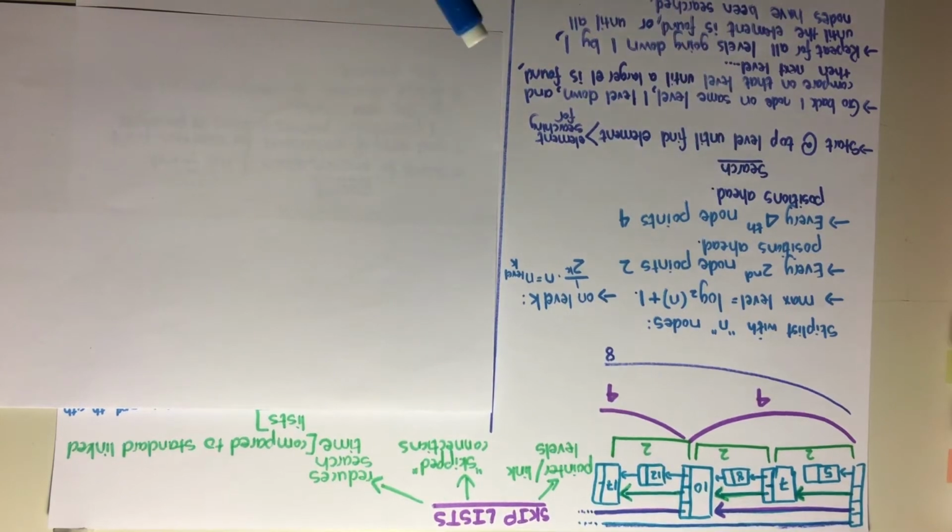So, search in a skip list. Well, you start at the top level until you find an element greater than the element you're searching for. Then you go back one node on the same level, one level down, and compare on that level until a larger element is found. Then go to the next level. And you repeat this for all levels, going down one by one until the element is found or until all the nodes have been searched.